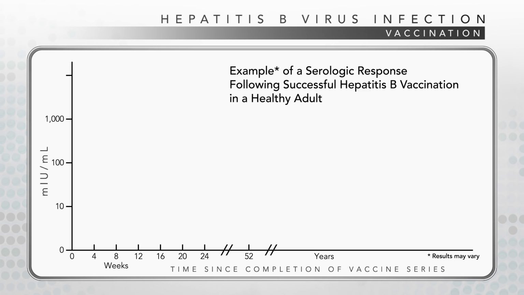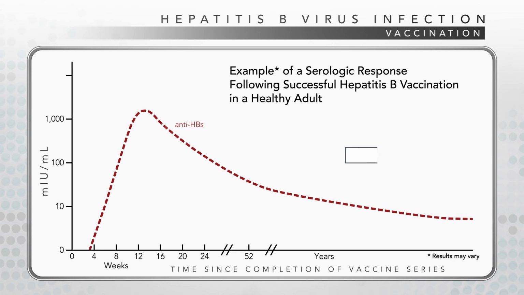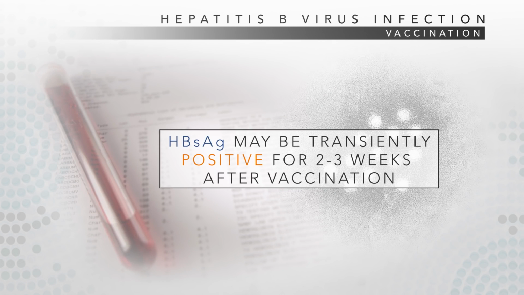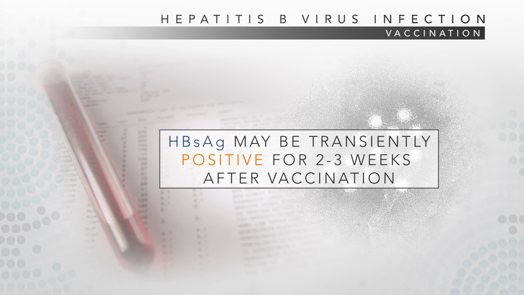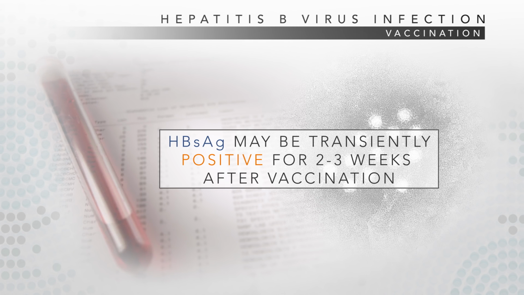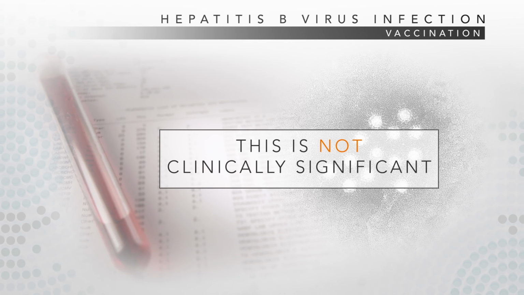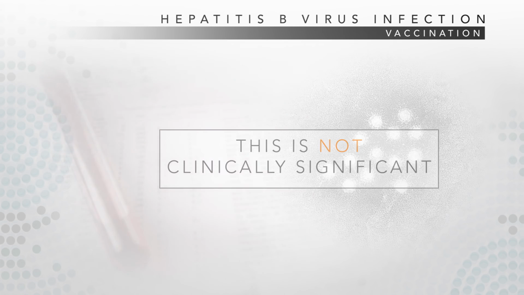Successful vaccination against HBV infection results in production of anti-HBs, with seroprotection defined as an anti-HBs level of 10 milli-international units per milliliter or more 1 to 2 months after completion of the vaccination series. HBsAg may be transiently positive for 2 to 3 weeks after vaccination, but this is clinically insignificant.